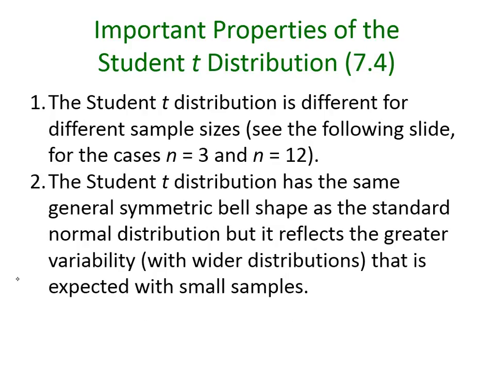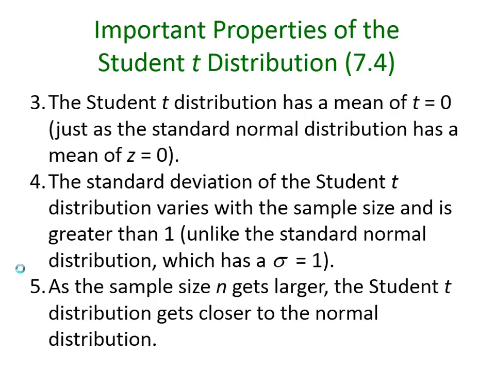So knowing that it's different for each sample size, the student T distribution has the same general geometric bell shape as a standard normal distribution, but it reflects the greater variability, so wider distributions, that is expected with your small samples. The student T distribution has a mean of T equaling 0, just as the standard normal distribution has a mean of Z equaling 0. So you still have a possibility for positive and negative T scores, just like we could have positive and negative Z scores.